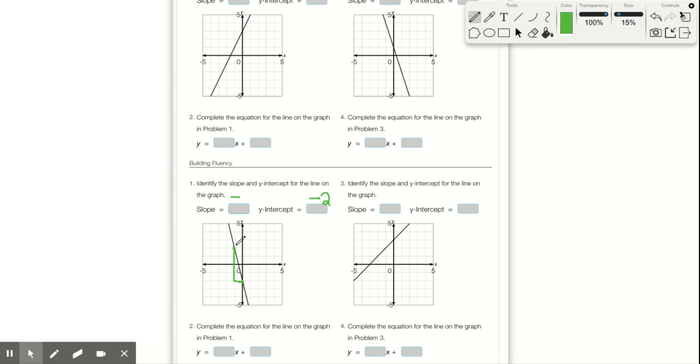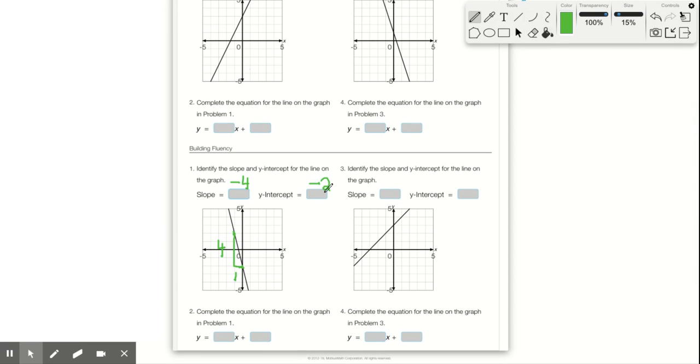So the rise is right here. We're going to count the rise. So it's 1, 2, 3, 4. So the rise is 4. And then the run is here, and the run is 1. So 4 over 1 is the slope. And it happens to be negative. So it's -4 over 1, which is just -4.